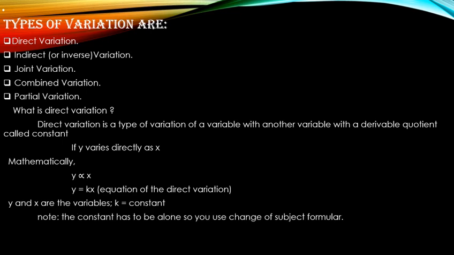Note, the constant has to be alone so you can use it for change of formula. Yes, this k has to be alone, meaning that k is equals to y over x. So you'll be able to look for the k, because k is the first value you will look for in variation.